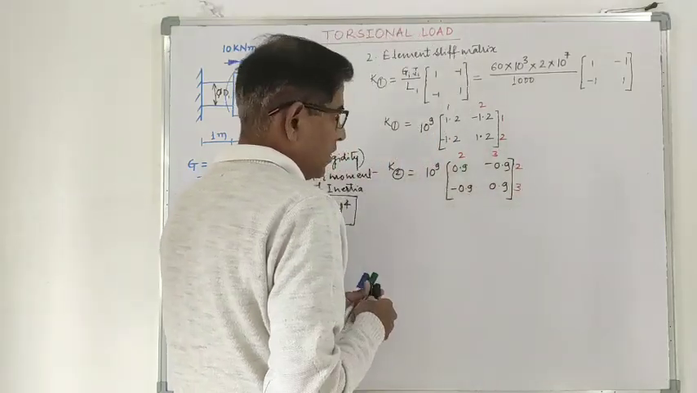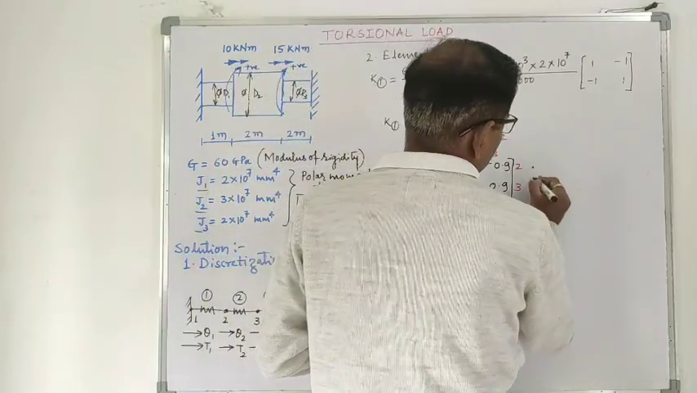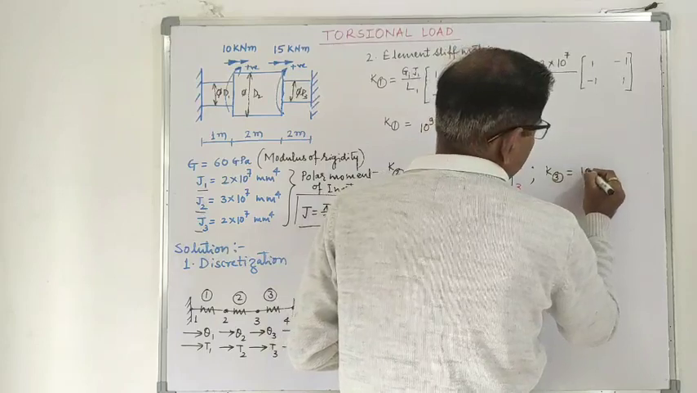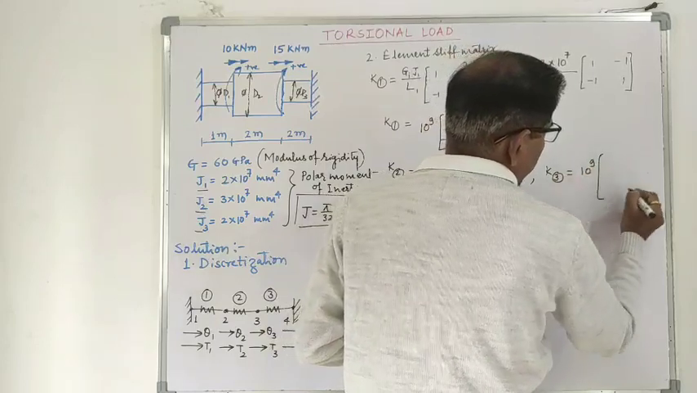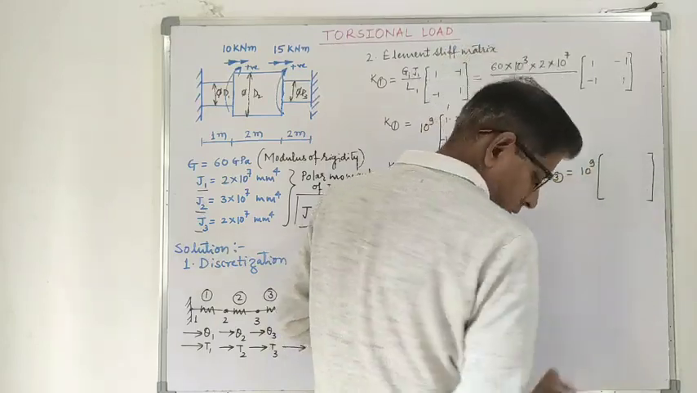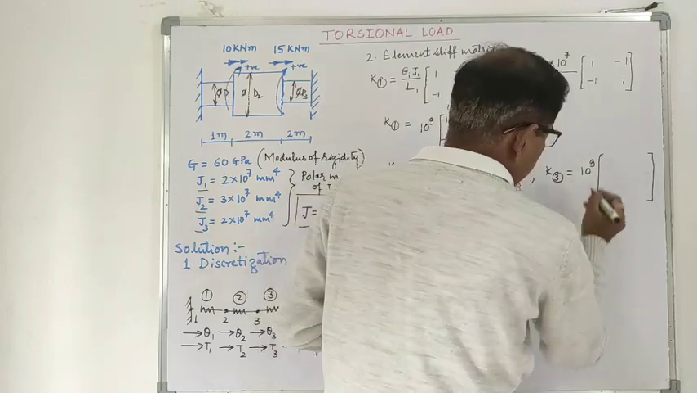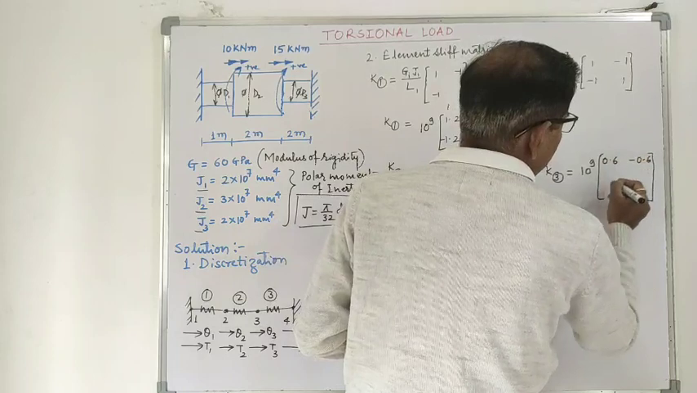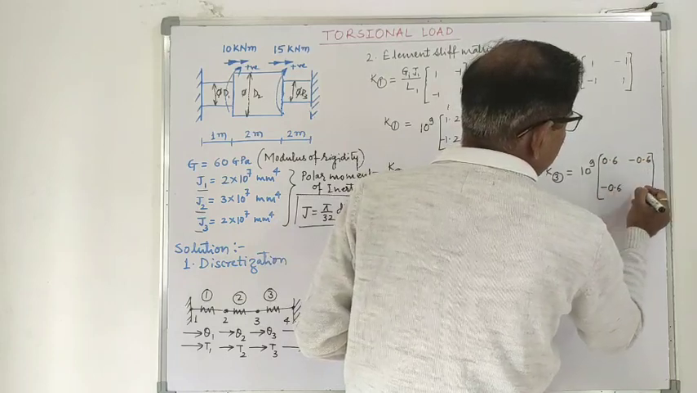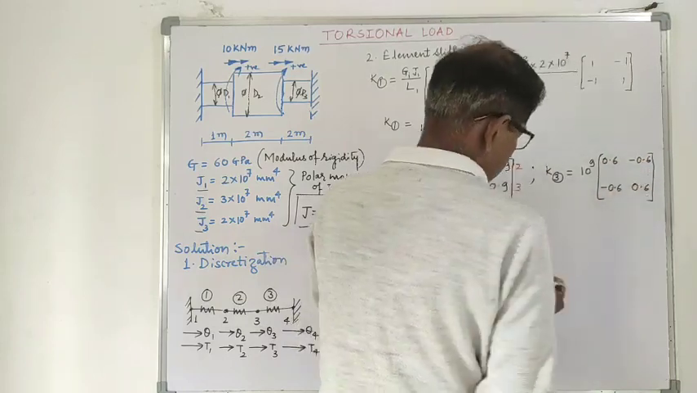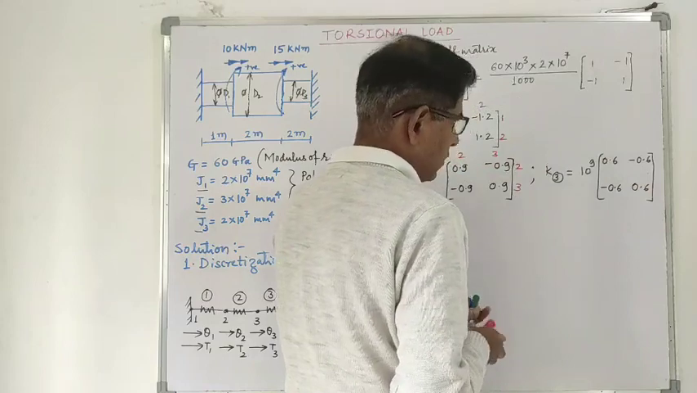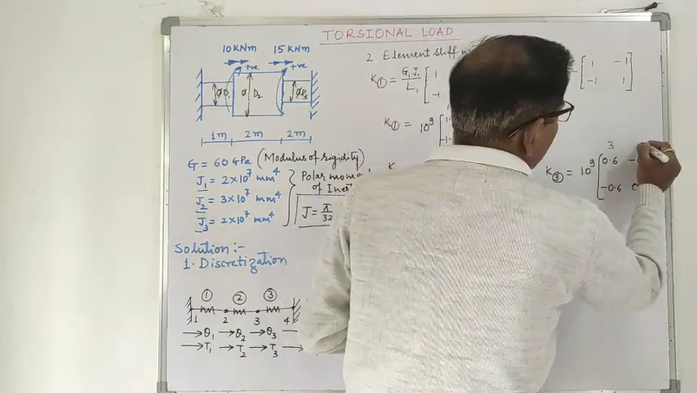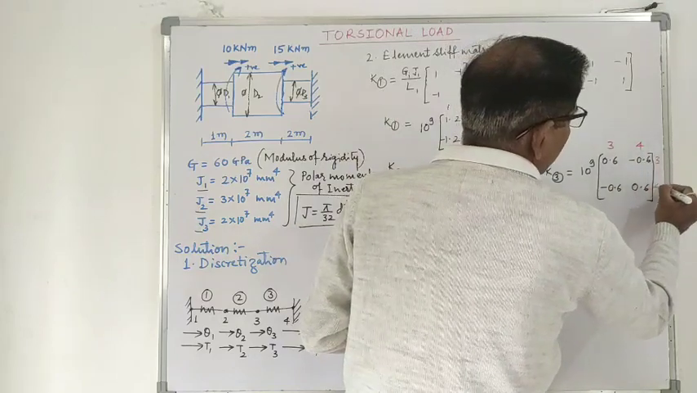Similarly, K3 matrix: 10 to the power 9 outside the bracket, inside the bracket it is 0.6 minus 0.6 minus 0.6 0.6. This is for node number 3 4 3 4.